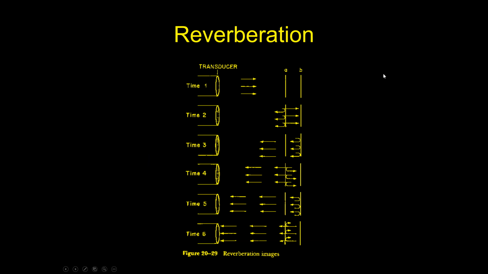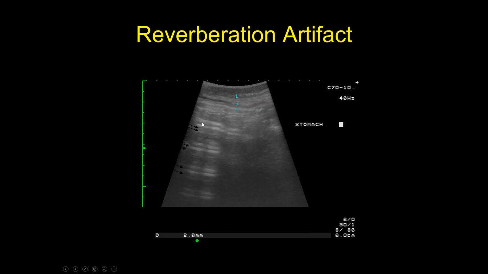If those surfaces now are so close together, then this tail end of this sound wave will ride on the back end of this one, and we won't be able to see there's two different lines. When that happens, we can get this artifact, which is called a reverberation artifact. So this is a section of bowel, and inside the middle of that bowel is a thin, crisp white line that you can see right in here. And what that is really is just a little bit of gas inside that bowel loop.